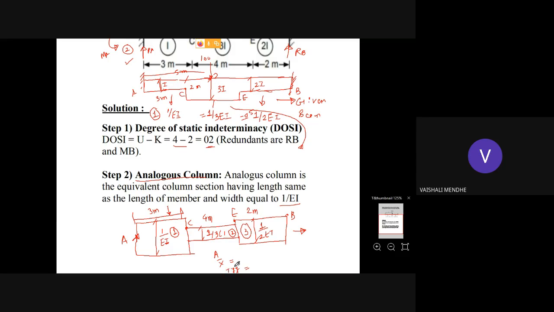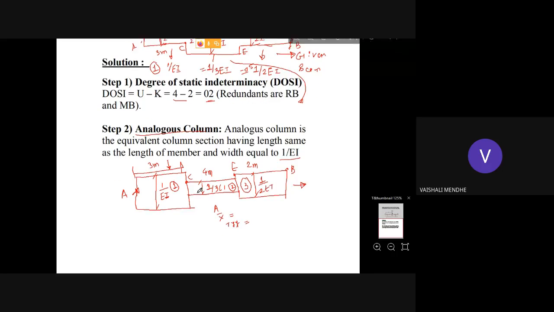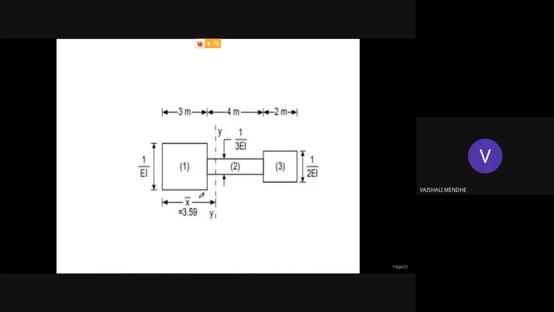ये पूरी steps मैंने how to find it out that already I have explained to you. So we'll go to the next step. Then step number 3. So here you can see that this is the analogous column section. It is to be drawn. Already मैंने आपको बताया कि कैसे प्लॉट करना है. फिर देखो यहाँ पे 3 सेक्शन में उसको डिवाइड किया. ये with 1 by EI, 1 by 3 EI, 1 by 2 EI.